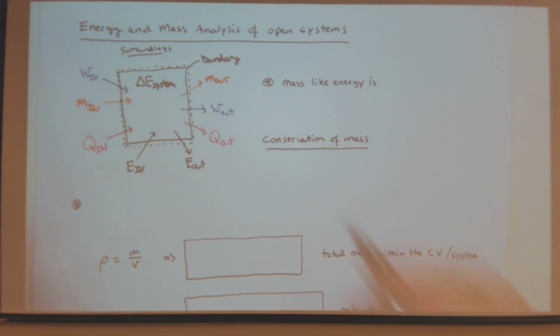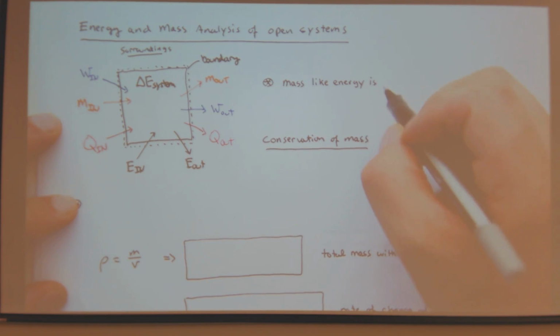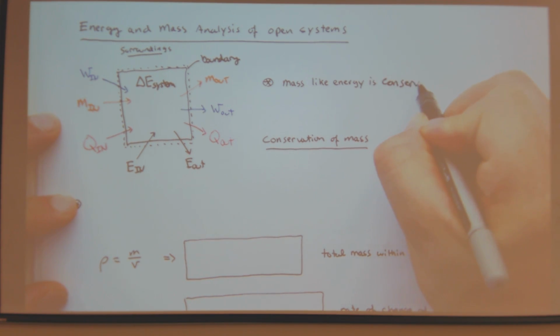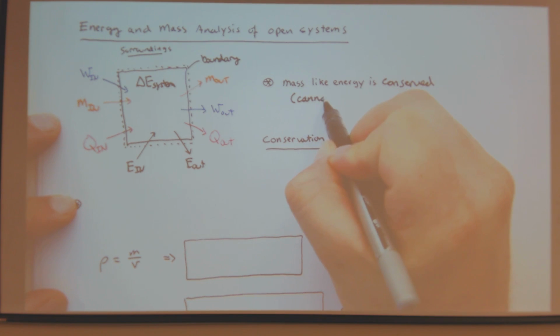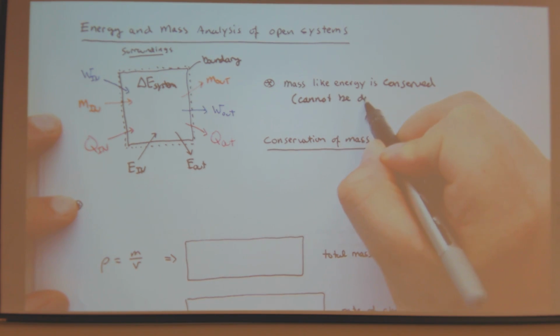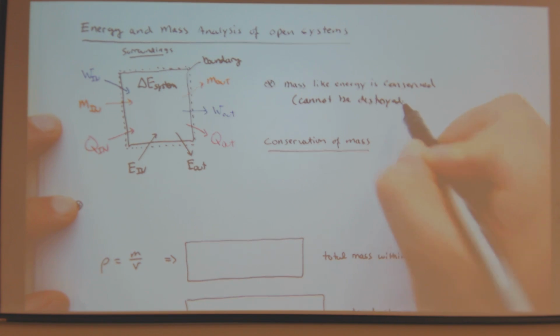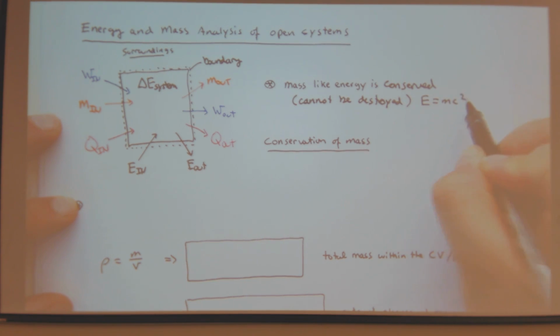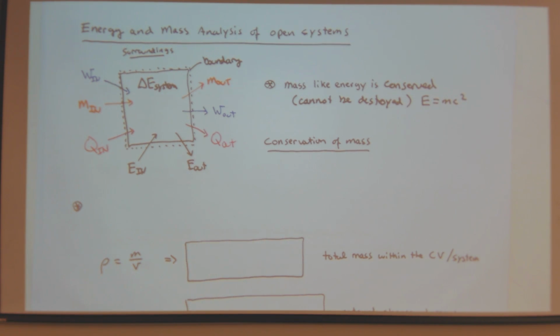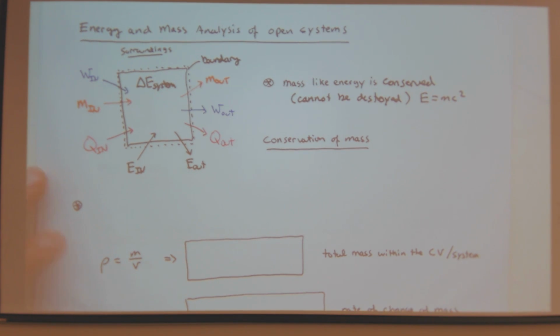So mass, like energy, is conserved. Cannot be destroyed. And then just the Einstein thing, E equals mc squared. So mass can be converted to another form of energy, right? But in general, it's not destroyed. These are standard physical laws.